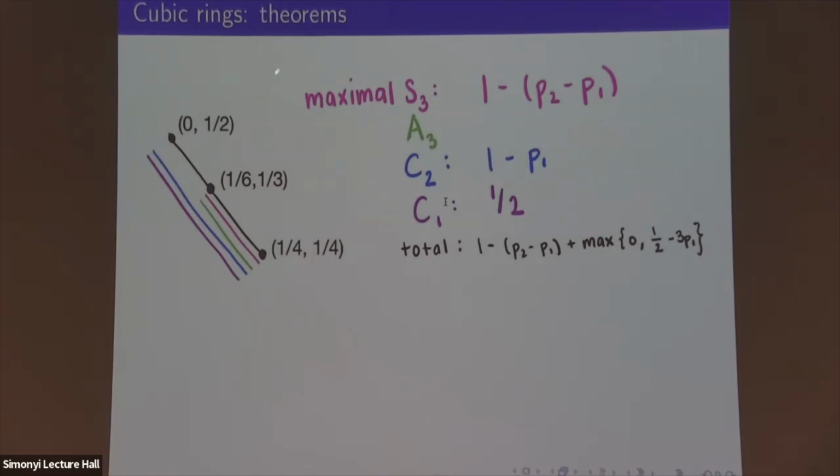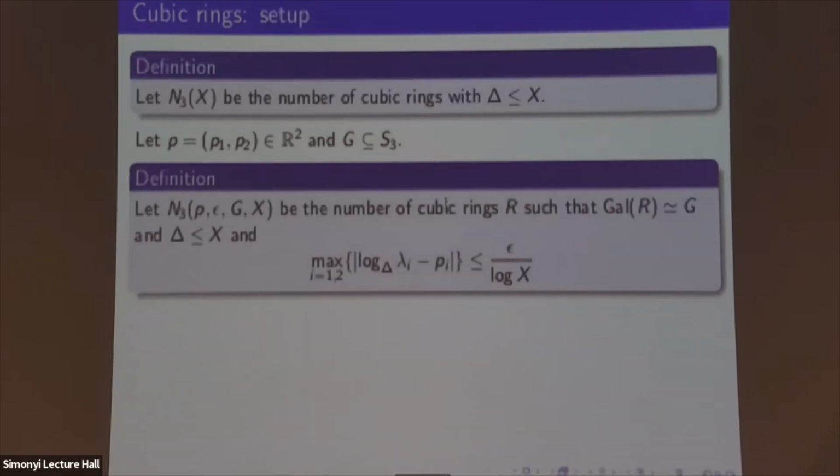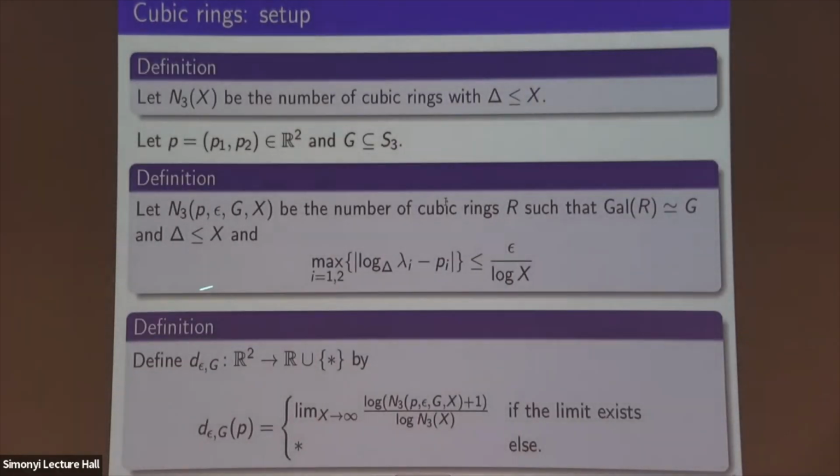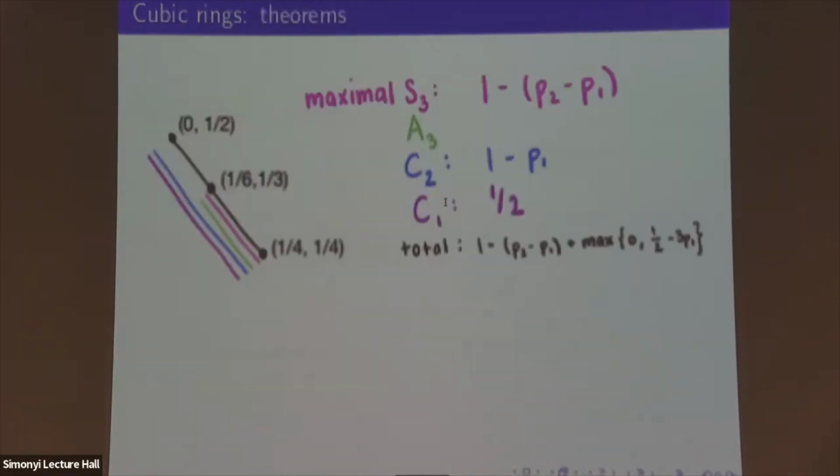You can define a density function for maximal S3 rings, where you just impose that you're only looking at maximal rings. If you define a density function for maximal rings, you can compute it, and you see that it's supported again on the line segment from 1/4, 1/4 to 1/6, 1/3, and it has the exact same formula as the density function for S3 rings. So restricting to maximal S3 doesn't change anything.